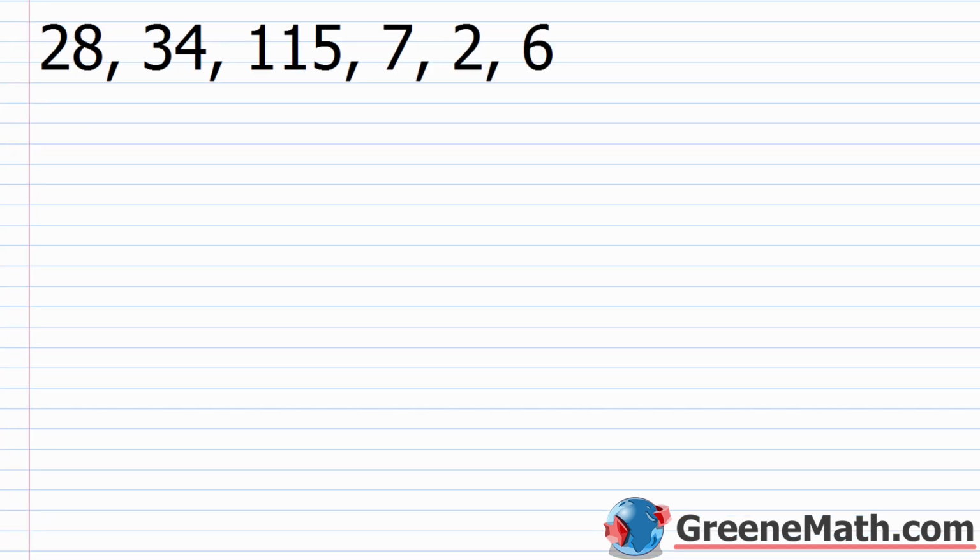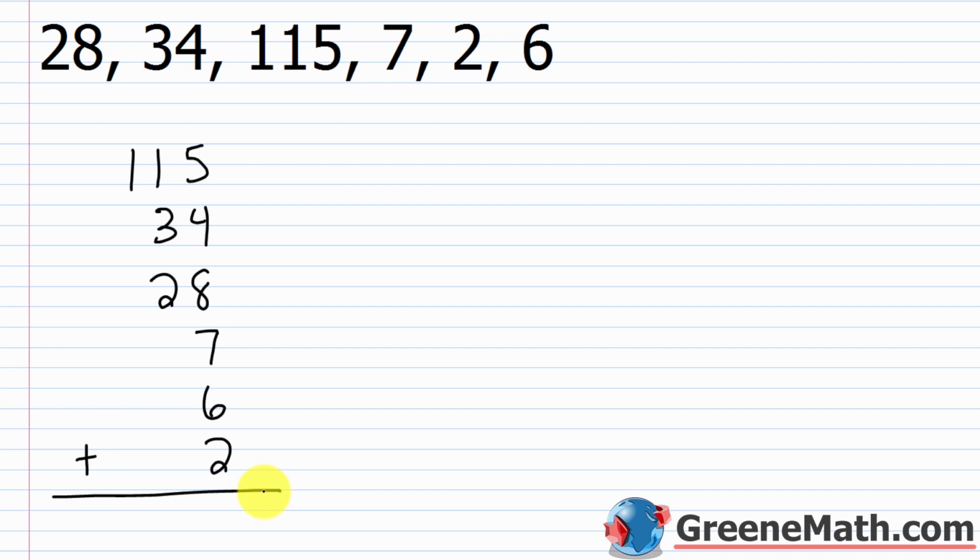Okay, let's take a look at another one. Let's say we have 28, 34, 115, 7, 2, and then 6. So let's find the sum first. Again, I'm going to take the numbers with more digits and put them on top. Just to keep this organized, I'm going to list them in descending order, starting at the top with 115 and then moving down. So 34, then 28, then 7, then 6, then 2.